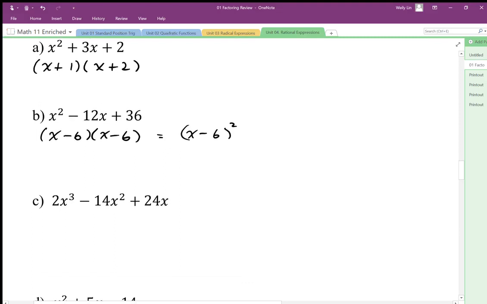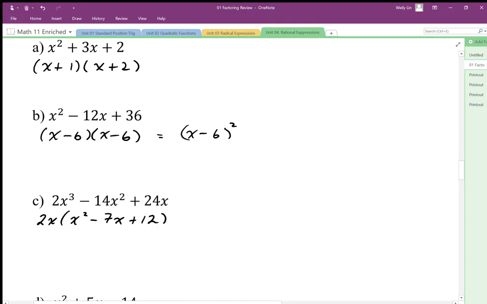For C, remember we always have to factor the greatest common factor first. So I see a 2 there, but I have a common factor of 2. I also have a cube, but I also have a common factor of x. So we always make sure we factor the greatest common factor first.